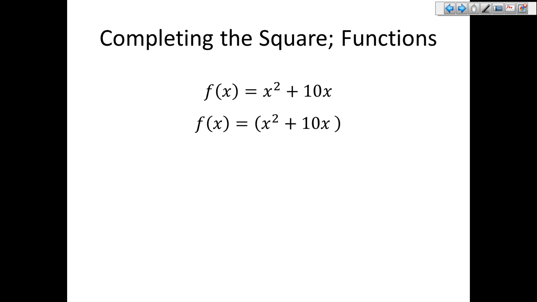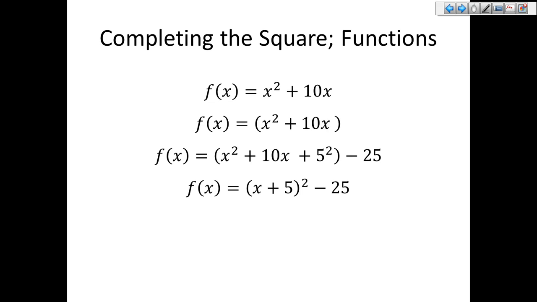Now, what do I add? Well, I still add half of my b value squared. So inside the parentheses, I add 5 squared. Outside the parenthesis, I subtract 25. I can rewrite that as the binomial x plus 5 squared minus 25.